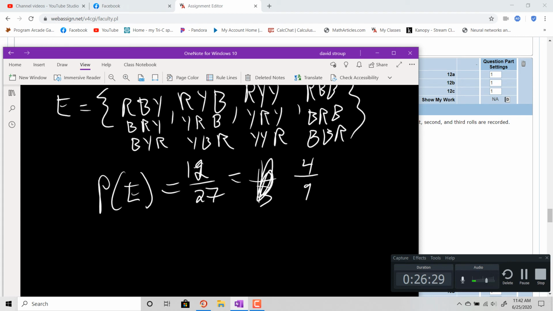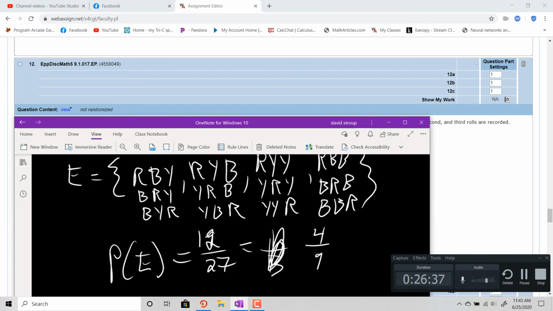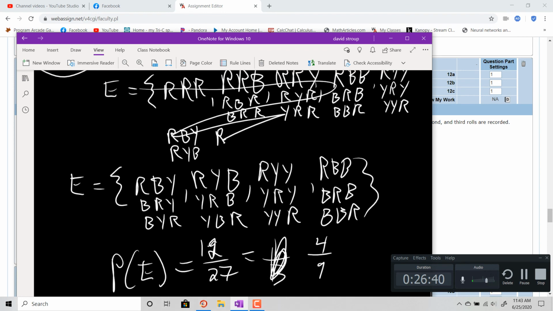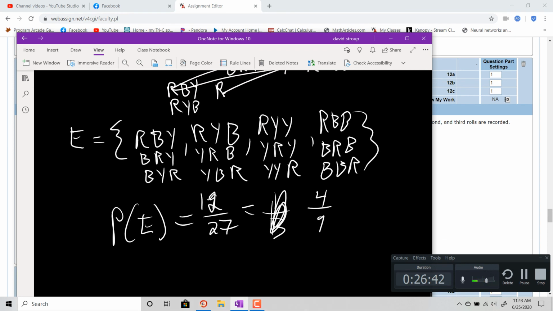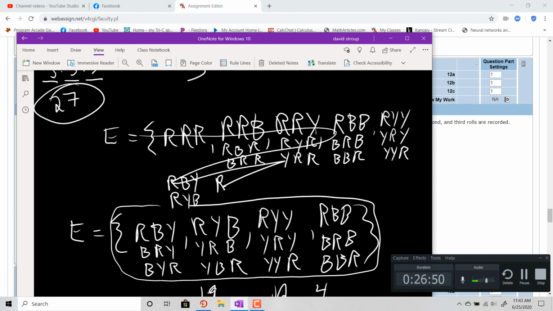Sorry. What else do they want? Find the probability of the event that at least one of the colors that appears face up is red. That's what I was originally doing. Okay, so it's going to be all of these. That's where one color is red. So there's 12 of those.